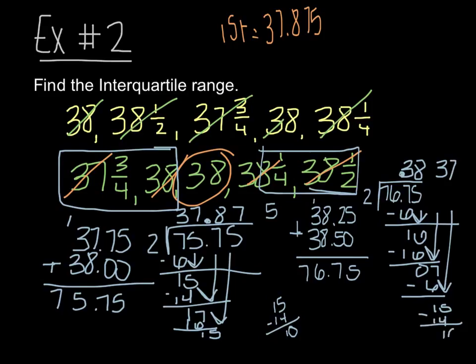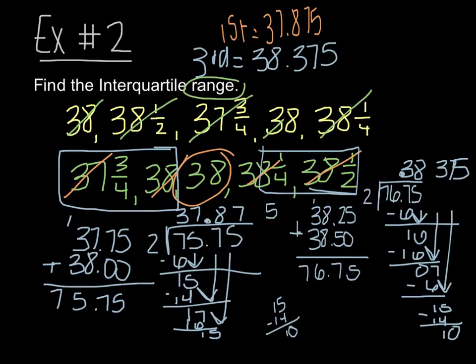We add on our 0, and the third quartile is going to be 38 375 thousandths. Now, remember when you find the range, which is what we're looking for, you just subtract biggest minus smallest, or in this case, our first quartile and our third quartile.